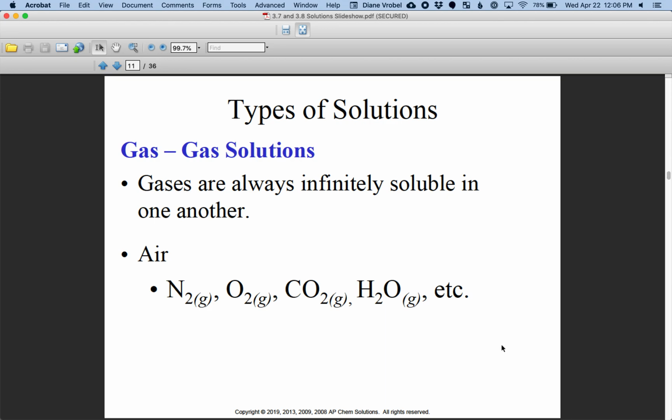Okay, so if you have a gas solution, air is a great example of it. About 80% of air is nitrogen, and then you have the smaller fractions of oxygen, carbon dioxide, and water vapor.